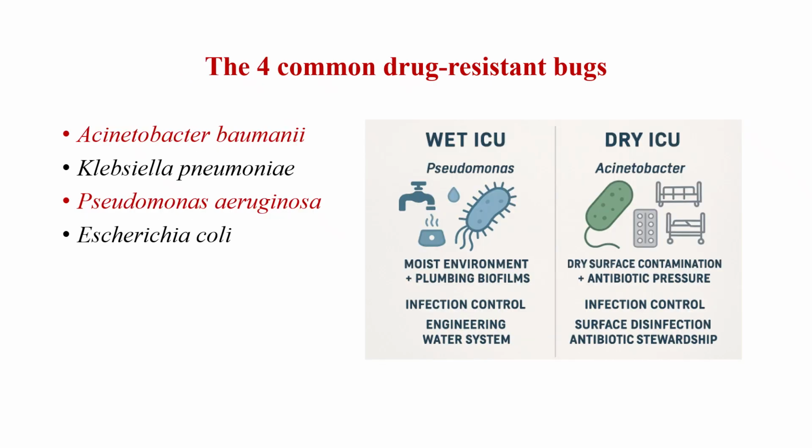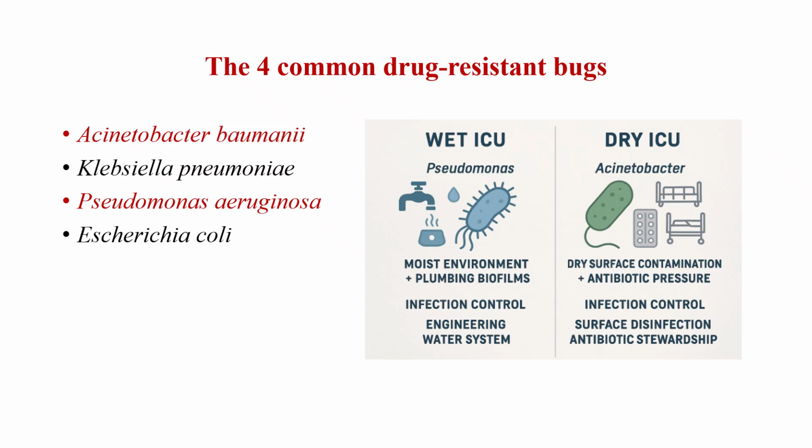The four common bugs we are going to discuss today are Acinetobacter baumannii, Klebsiella pneumoniae, Pseudomonas aeruginosa, and Escherichia coli. Klebsiella pneumoniae and Escherichia coli are normal gut colonizers. So in critically ill patients, a patient can have E. coli gut translocation or Klebsiella gut translocation and develop a bacteremia. Because these are normal gut colonizers, it is not always the case that your infection control is bad. If you are seeing a lot of Klebsiella infection, it is possible that the infection is endogenous. But that is not the case with Acinetobacter and Pseudomonas aeruginosa.